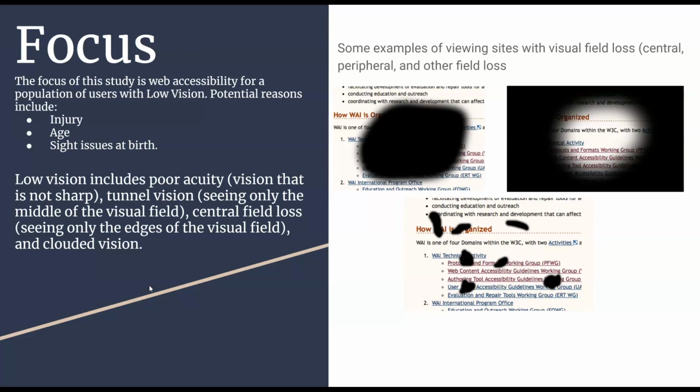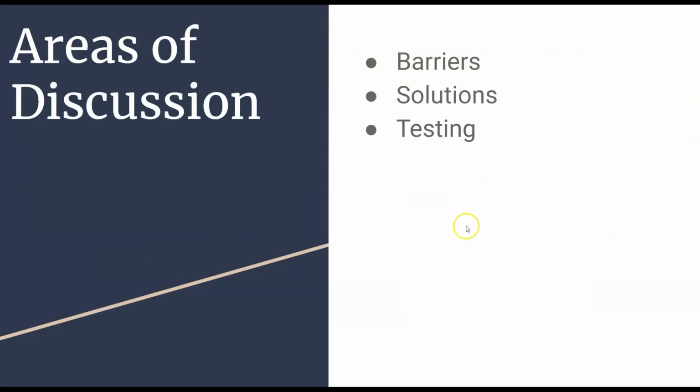On the right, I've got some examples of viewing sites with visual field loss. As you can see, this could be definitely a struggle for those that have low vision to view web pages, and creating web accessible to help with low vision helps matters greatly. For areas of discussion, I'm going to be talking about barriers, solutions, and testing.